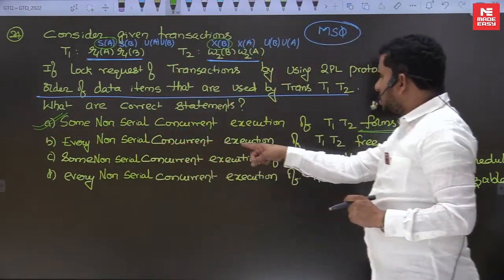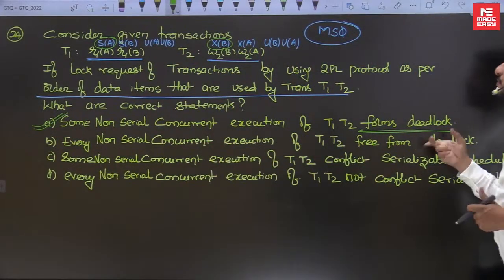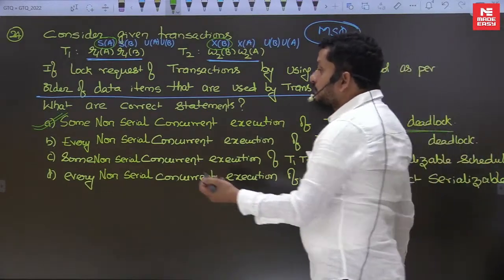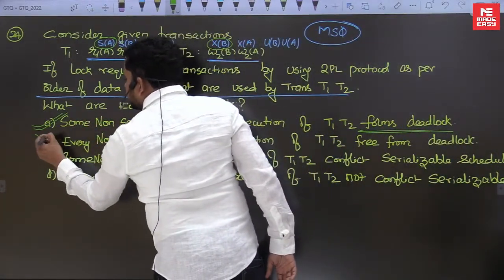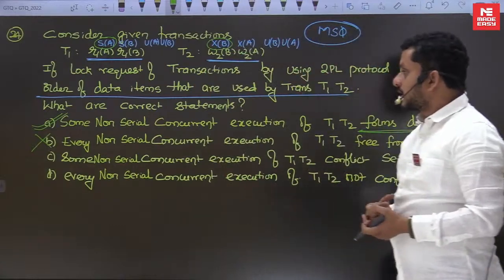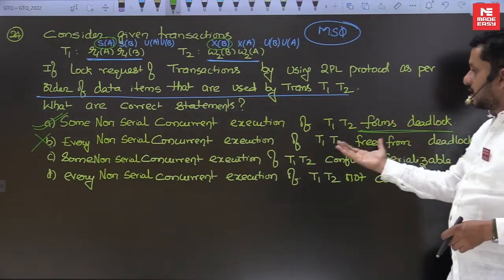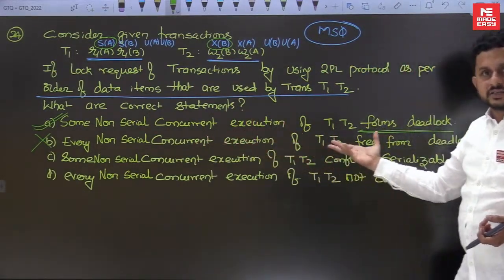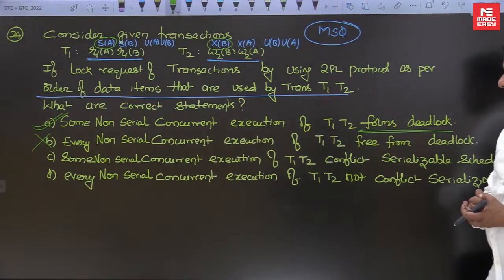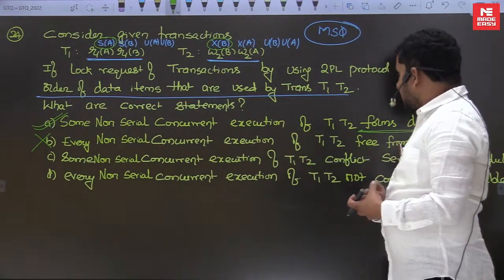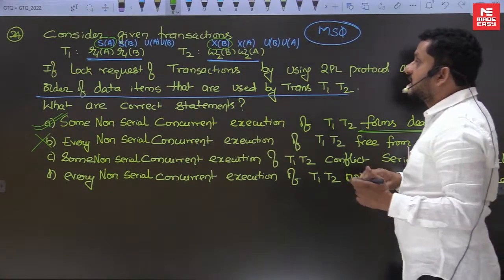Now, "every non-serial concurrent execution is free from deadlock." Of course, the first statement is true, which means the second statement is false. Some non-serial execution is forming a deadlock, which means not every non-serial execution is free from deadlock. Next, "some non-serial concurrent execution is conflict serializable."